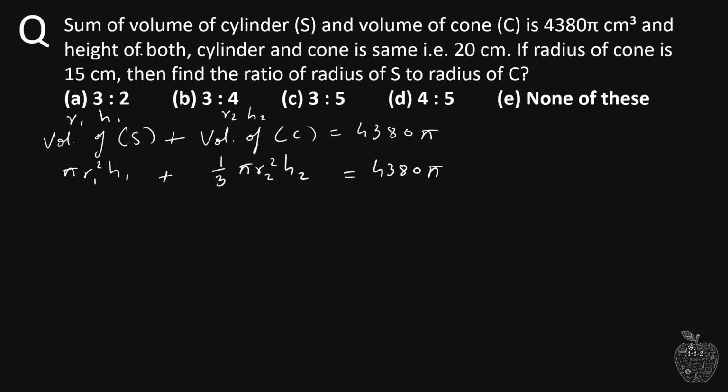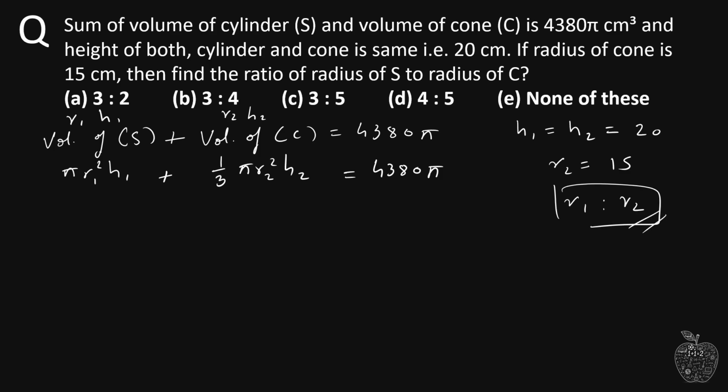Okay, moving forward, the height of both the cylinder and the cone is the same, that is 20 centimeter. So the height of the cylinder h1 is the same as the height of the cone h2, and this is equal to 20 centimeter. If the radius of the cone is 15 centimeters, the radius of the cone r2 is given to us as 15 centimeter. We have to find the ratio of the radius of S to the radius of the cone. So that means the radius of the cylinder r1 is to r2 is what we have to find out. So this is the ratio that we have to find out.